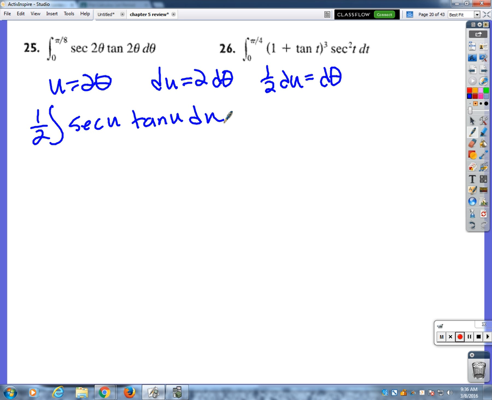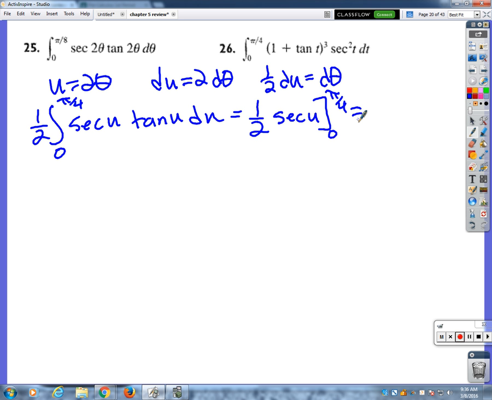Then, since this is a definite integral where they've given us numerical values, I'm going to replace these by substituting those into there. If I substitute 0 in there for theta, I get 0. And if I substitute pi over 8 in there for theta, I get pi over 4. All right? So that was good. Okay, so what's the antiderivative of secant tangent? What trig function? Secant. Okay. So this is going to be 1/2 secant of u from 0 to pi over 4.